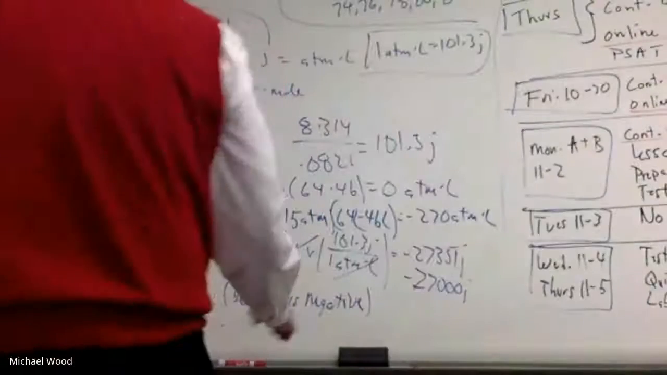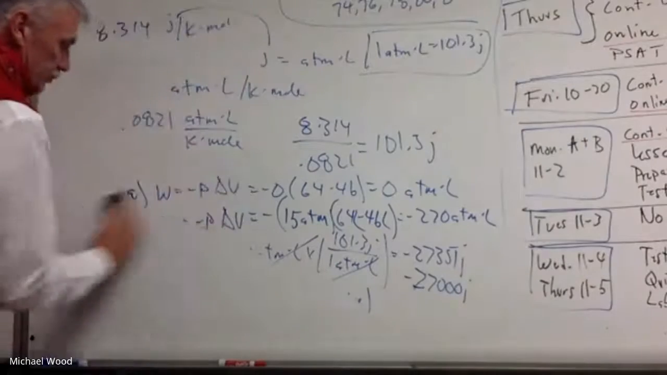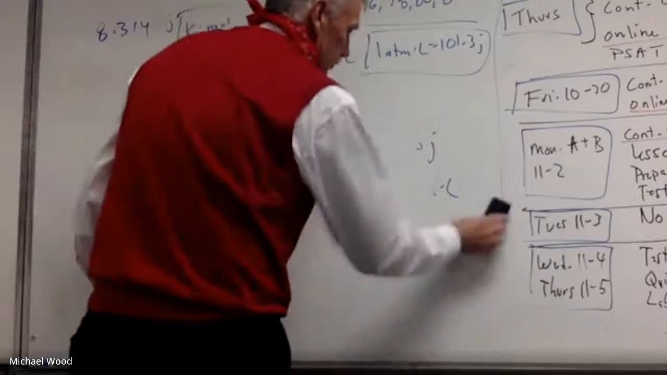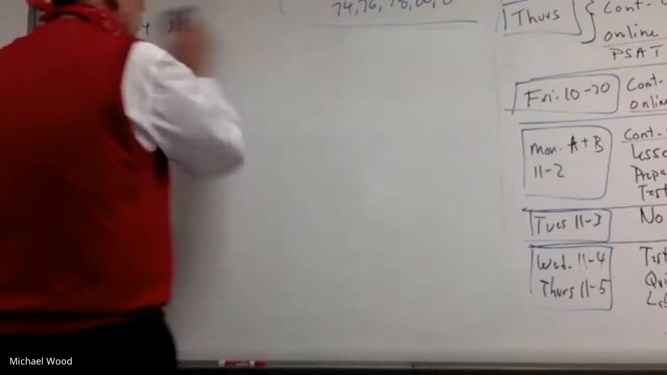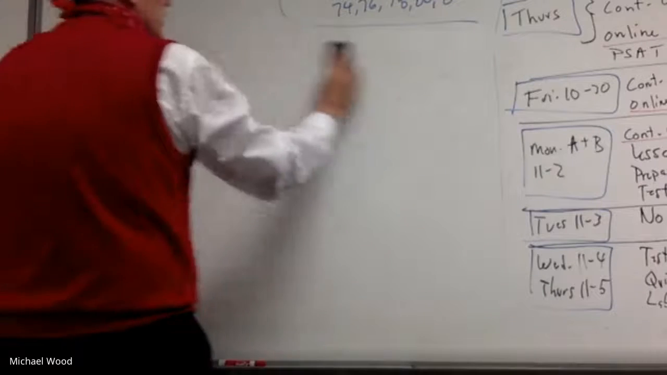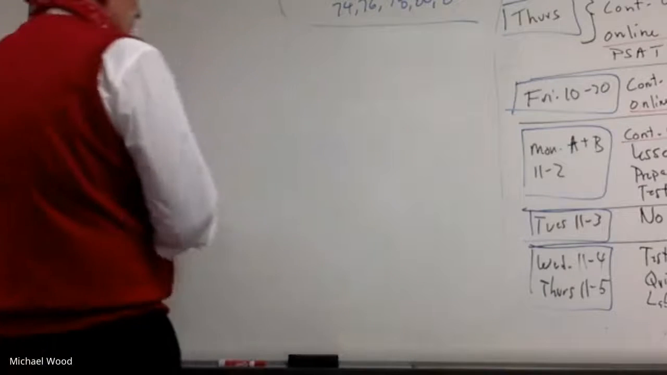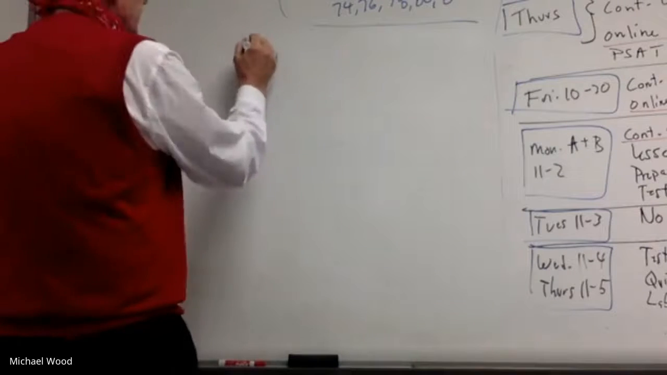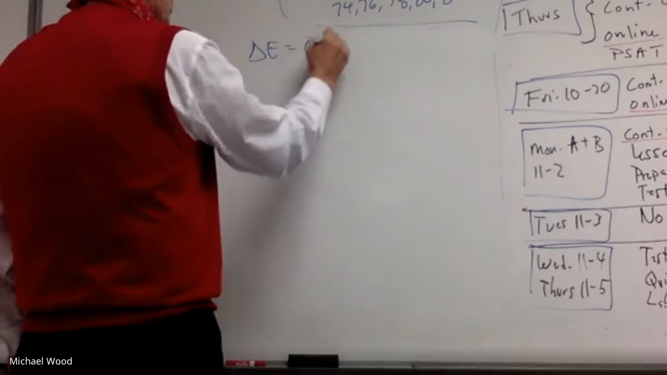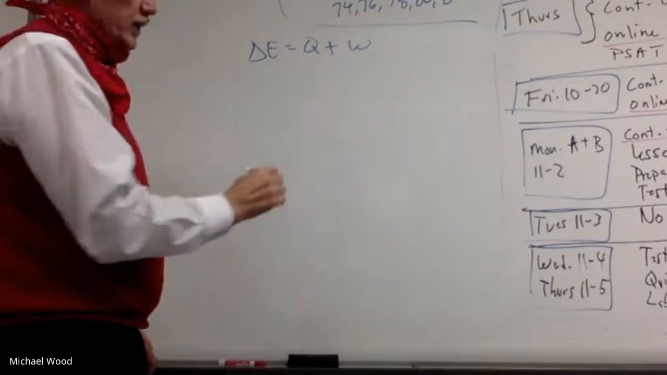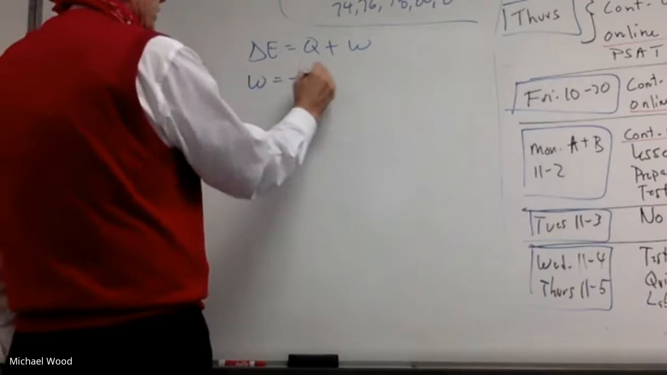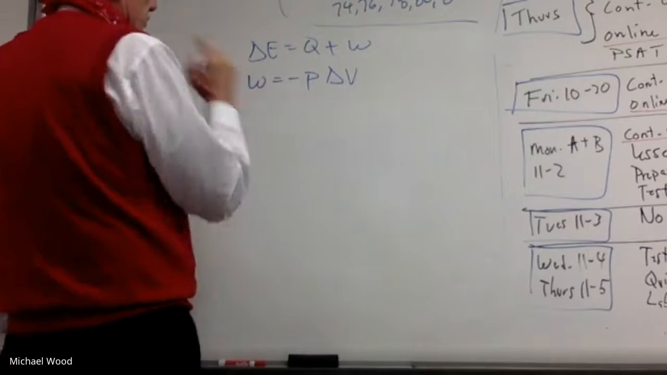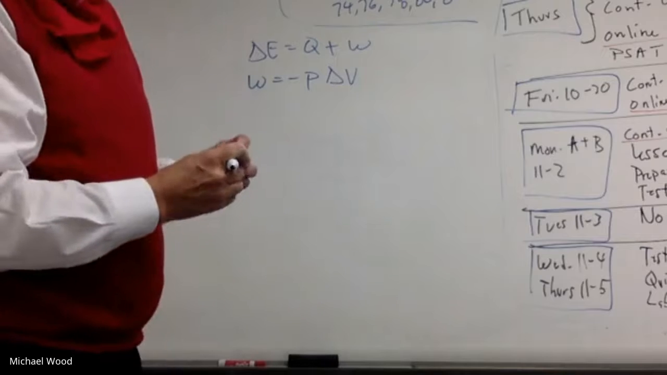Okay, but to do this problem, again, not a major point in the chapter. We're about to move into the more major stuff in the chapter, but this will be a small part of this test. So we know that delta E is equal to Q plus W, and we know that work is equal to negative P times delta V. So I'm going to use both of these, and I'm going to solve for the work.